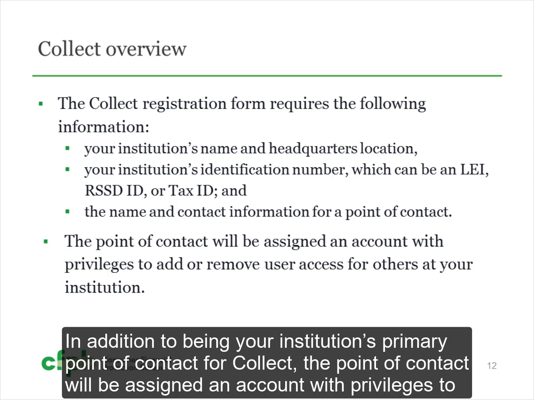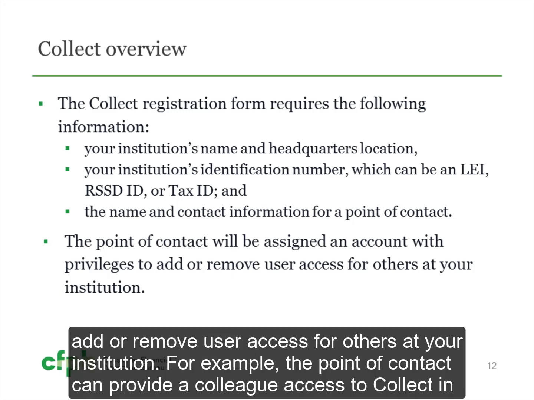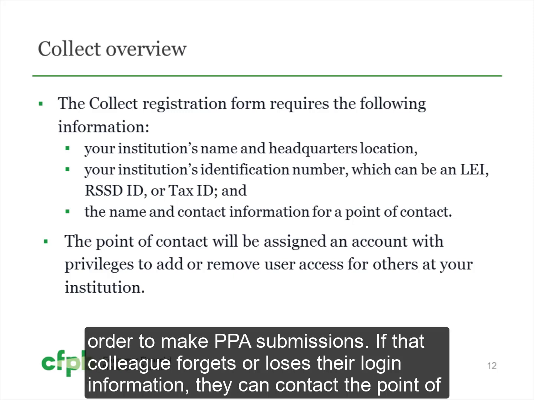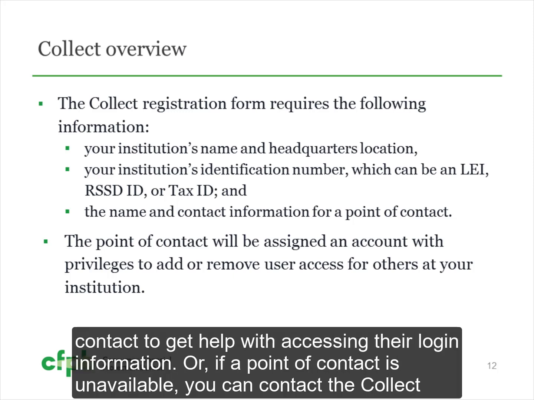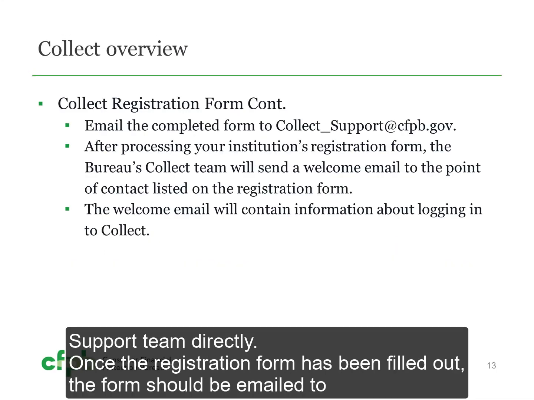In addition to being your institution's primary point of contact for Collect, the point of contact will be assigned an account with privileges to add or remove user access for others at your institution. For example, the point of contact can provide a colleague access to Collect in order to make PPA submissions. If that colleague forgets or loses their login information, they can contact the point of contact to get help with accessing their login information. Or, if a point of contact is unavailable, you can contact the Collect support team directly.